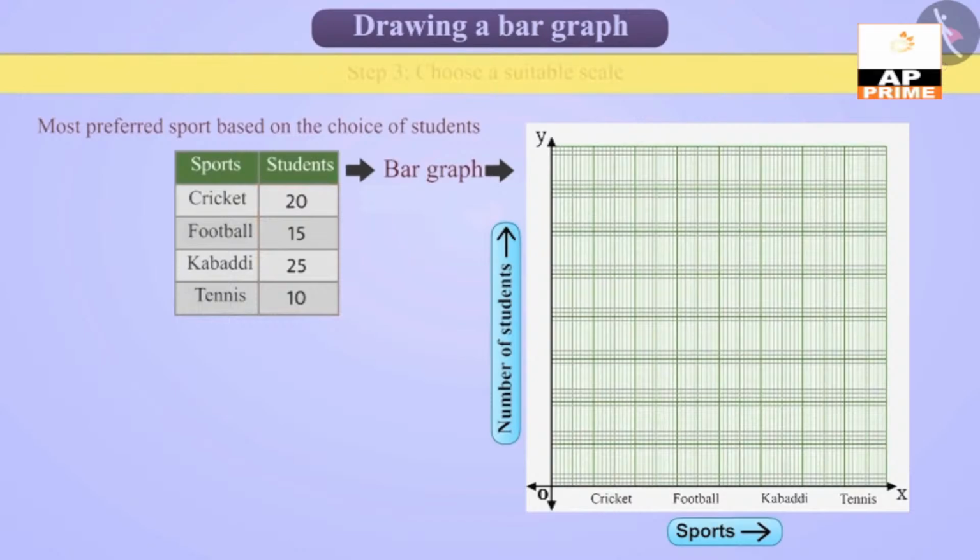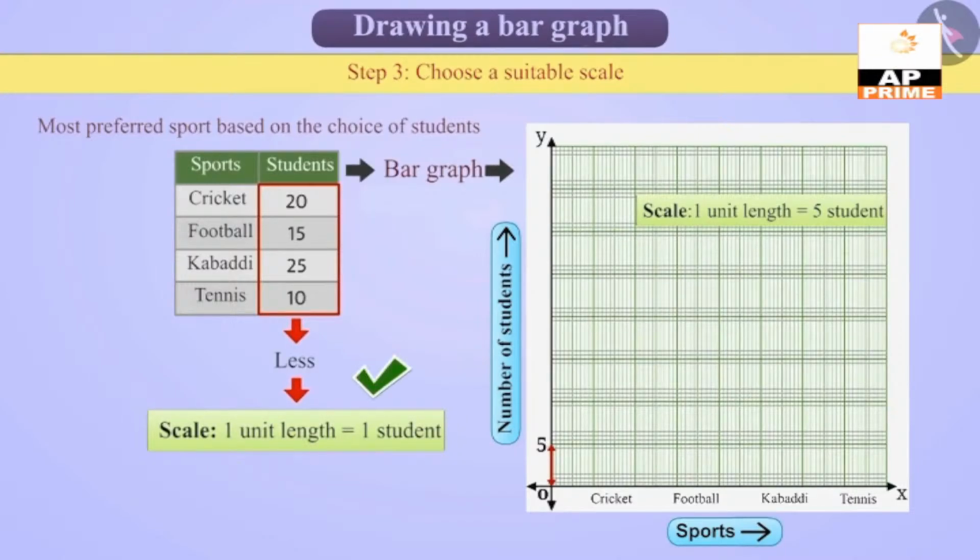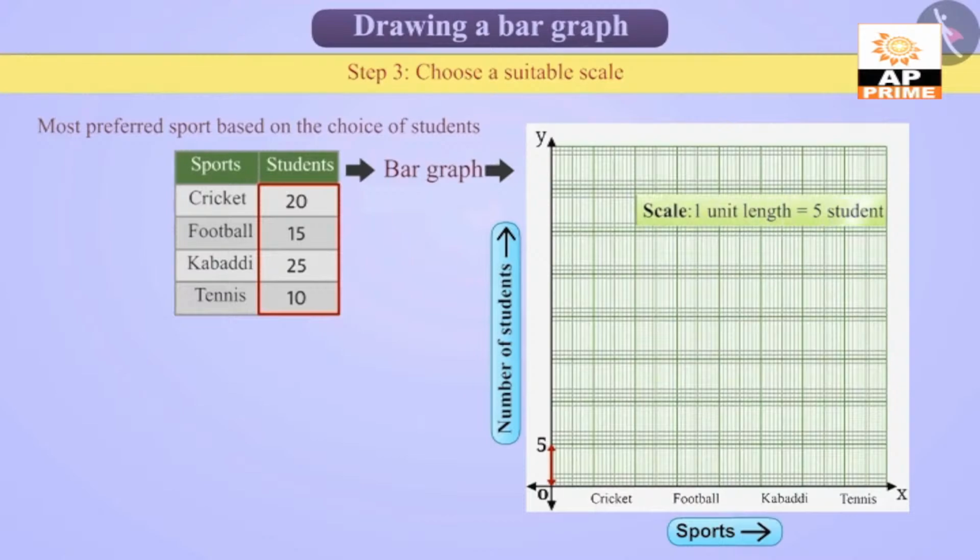Step 3. Next, we will choose suitable scale along the vertical line. Here, 1 unit length represents 5 students. Therefore, we will choose the scale as 1 unit length is equal to 5 students. You can choose a suitable scale based on the number such that if the number of students is very less, then you can take 1 unit length is equal to 1 student. Similarly, if the number of students are large, then you can take 1 unit length is equal to 10 students. Remember, the scale provides us with the convenience to draw a bar graph.